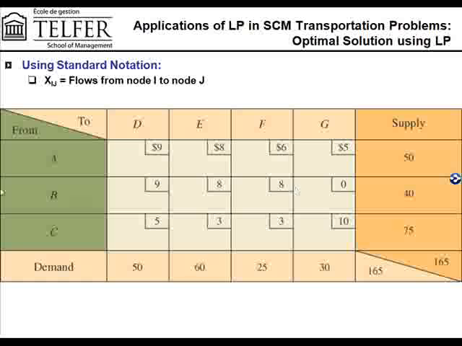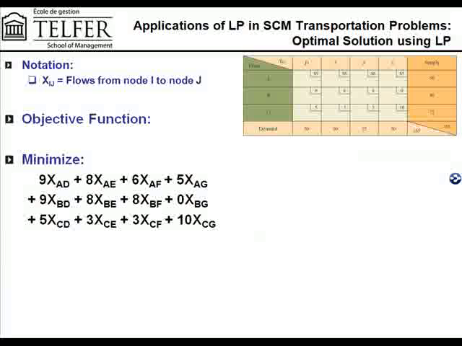In the formulation, I'm going to again use X sub ij as the flow from node I to node J. So X sub AD will show the flow from A to D. Let's look at what our objective function will look like. So this is our objective function. The flow from A to D is X sub AD. Multiply that by the cost of transportation from A to D, which is $9. Add that with the flow times the cost from A to E. Add that with the flow times the cost from A to F, and do that for all the cells.